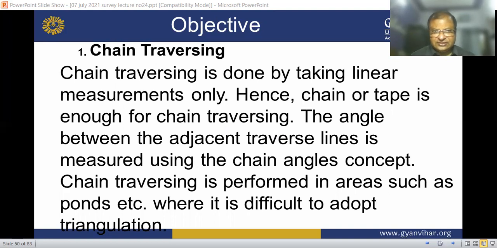Now, chain traverse is done by taking linear measurements only, and hence a chain or tape is enough for chain traversing. The angle between adjacent traverse lines is measured using the chain angle concept. Chain traversing is performed in areas such as ponds, where it is difficult to take angular measurements, and where triangulation is needed.